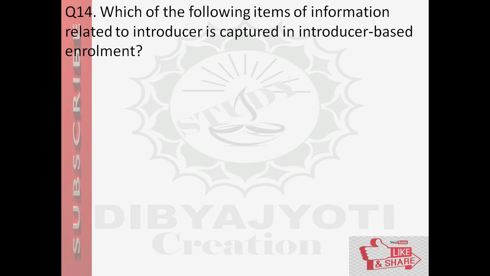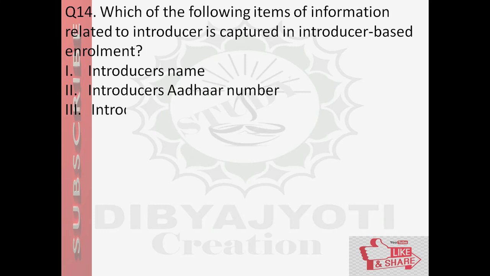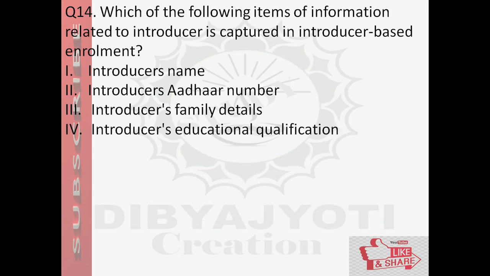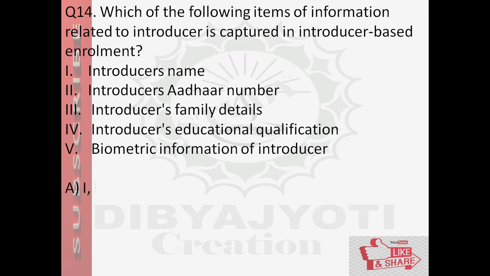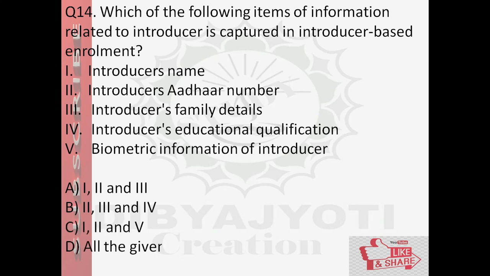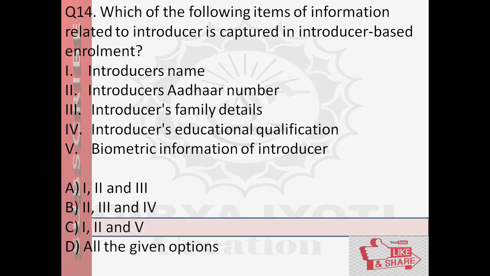Then next, which of the following items of information relating to the introducer is captured in introducer based enrollment? Item 1, introducer's name. Item 2, introducer's Aadhaar number. Item 3, introducer's family details. Item 4, introducer's education and qualification. Item 5, biometric information of introducer. Options are option A, 1 2 3. Option B, 2 3 4. Option C, 1 2 5. Option D, all the given options. And answer is option C, 1 2 5.